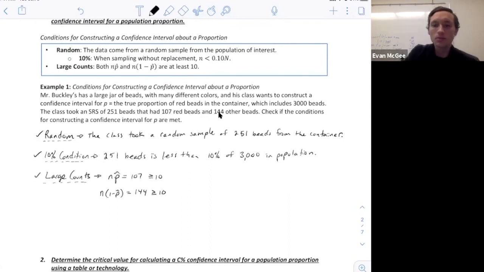One important thing to make a note of is, now that we don't know P, we're not using P here, we're using P hat, because we do have information about our sample. So we had 107 successes, 144 failures.